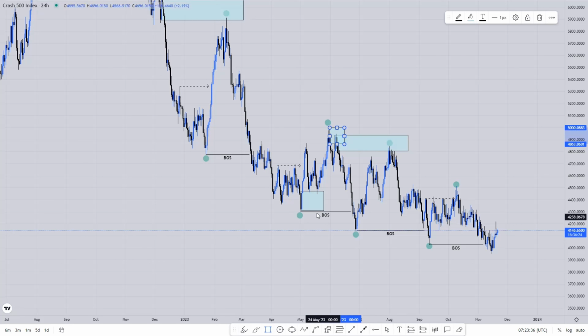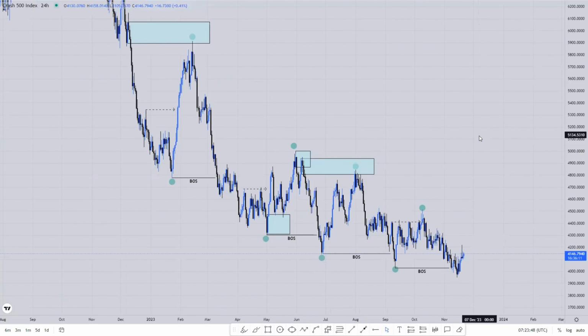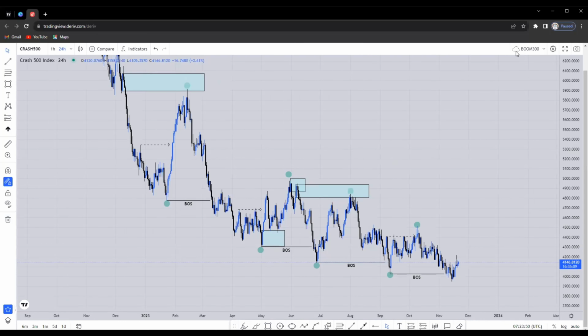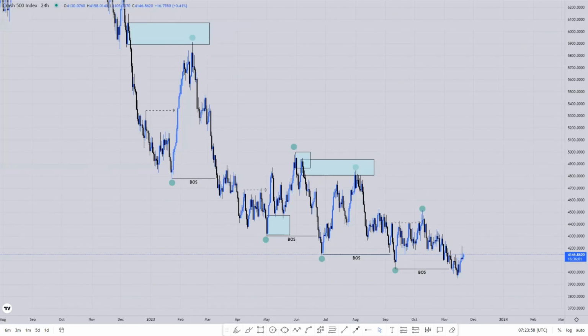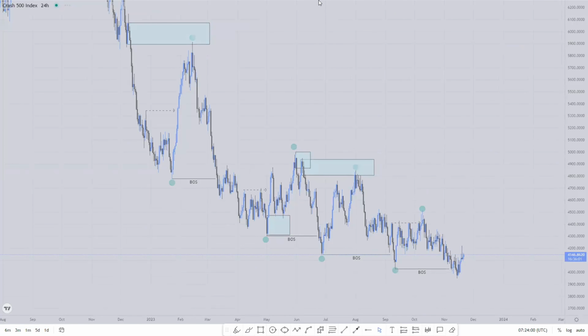Same thing after this break of structure, they came to this supply zone. You could have also taken sales from there, targeting this low. You see? So you see how many opportunities Crash 500 alone gave you this entire year, all the way from there. Major selling opportunities were presented by Crash 500 this entire year of 2023.